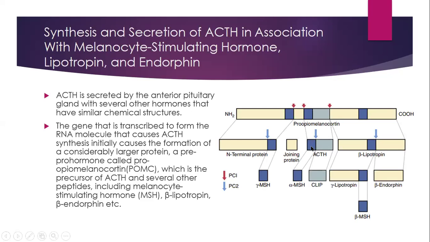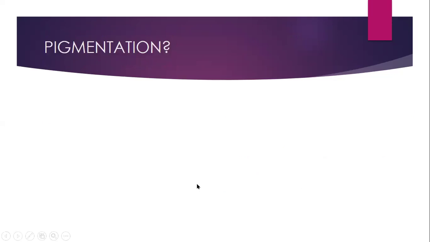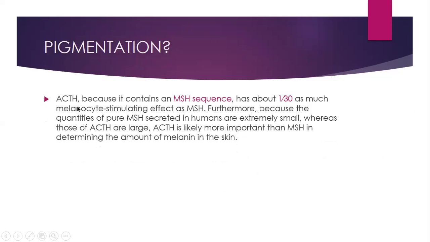And again, ACTH is 30 times more abundant compared to pure MSH. It is believed that ACTH usually helps in production of melanin. Number one, because it has a very weak melanocyte stimulating effect because of the MSH sequence that you have seen. But even more importantly, because it is quantitatively more than pure MSH. So it is thought that it can help in that role. So that is the end of our lecture today.